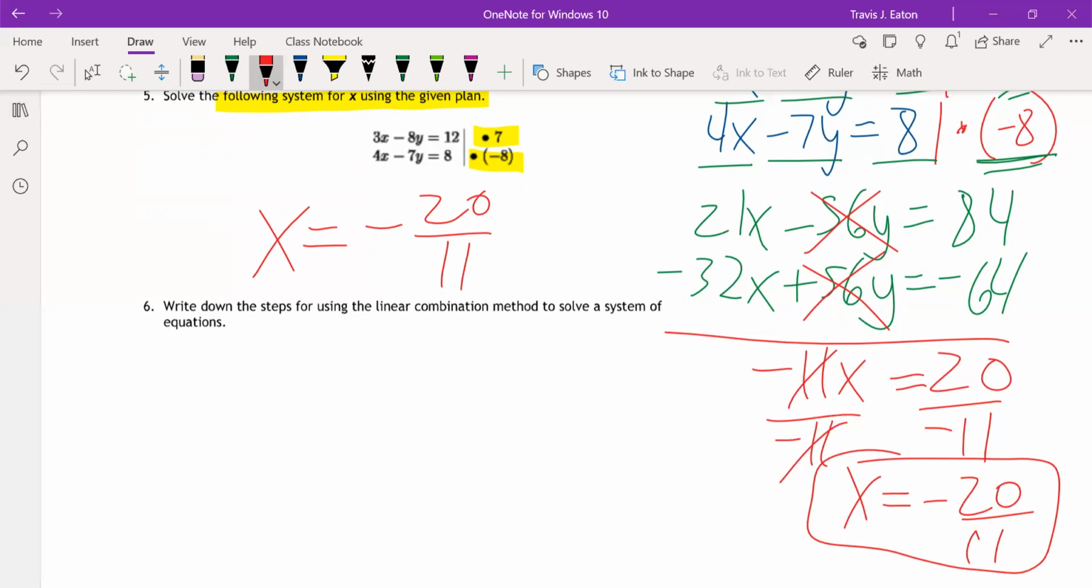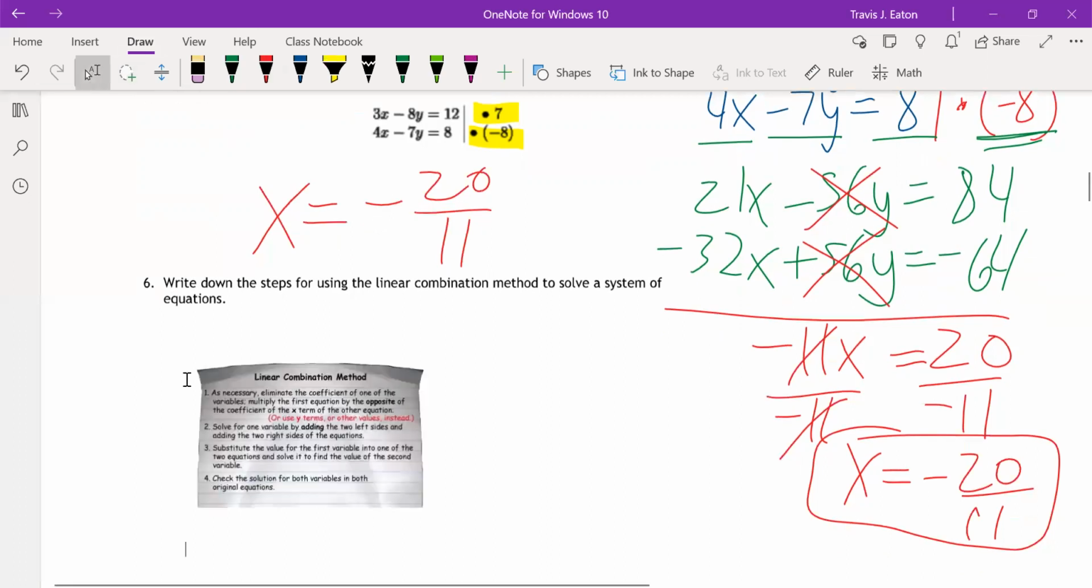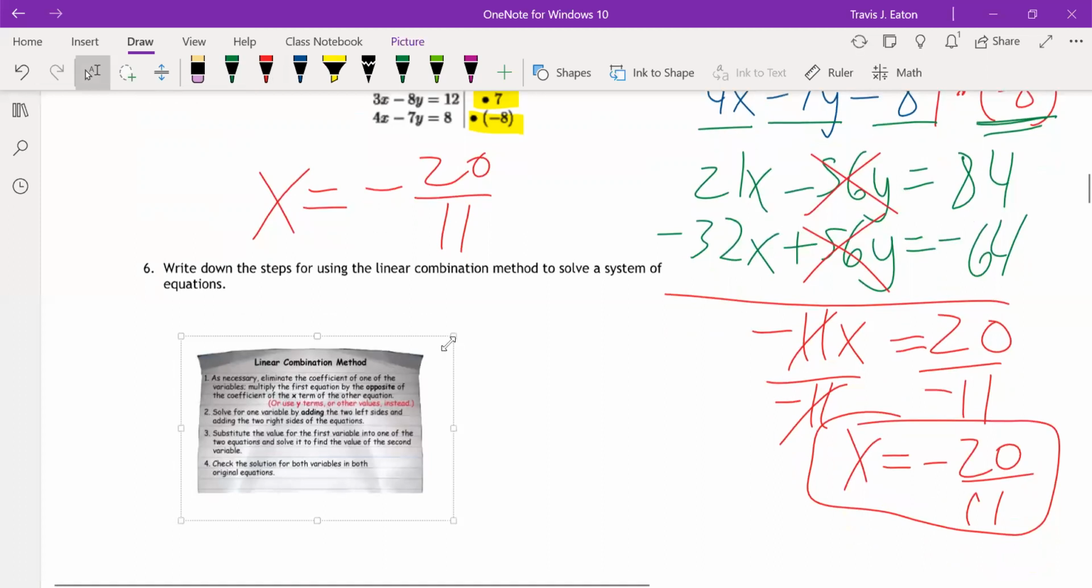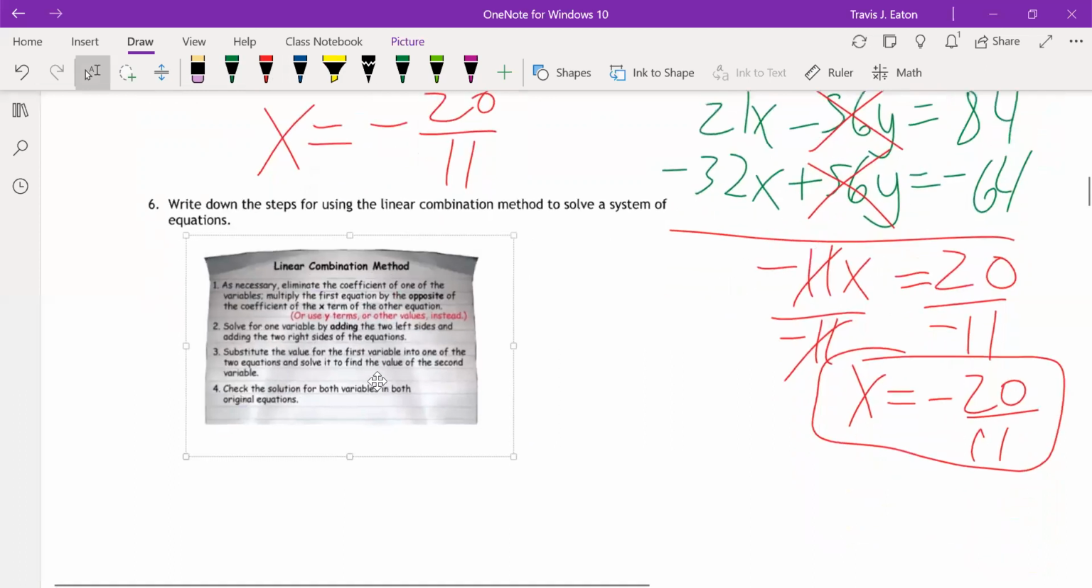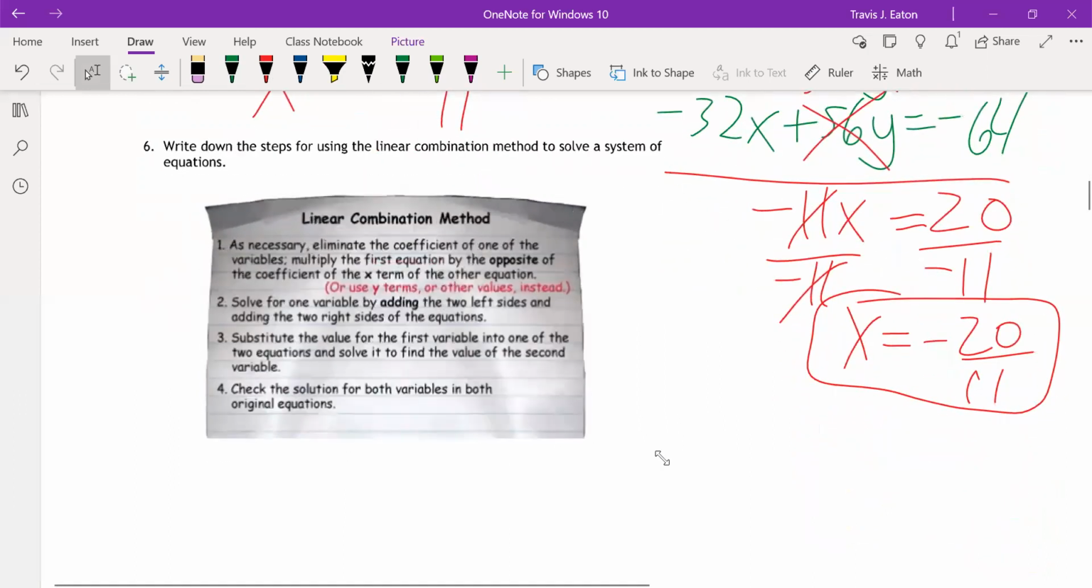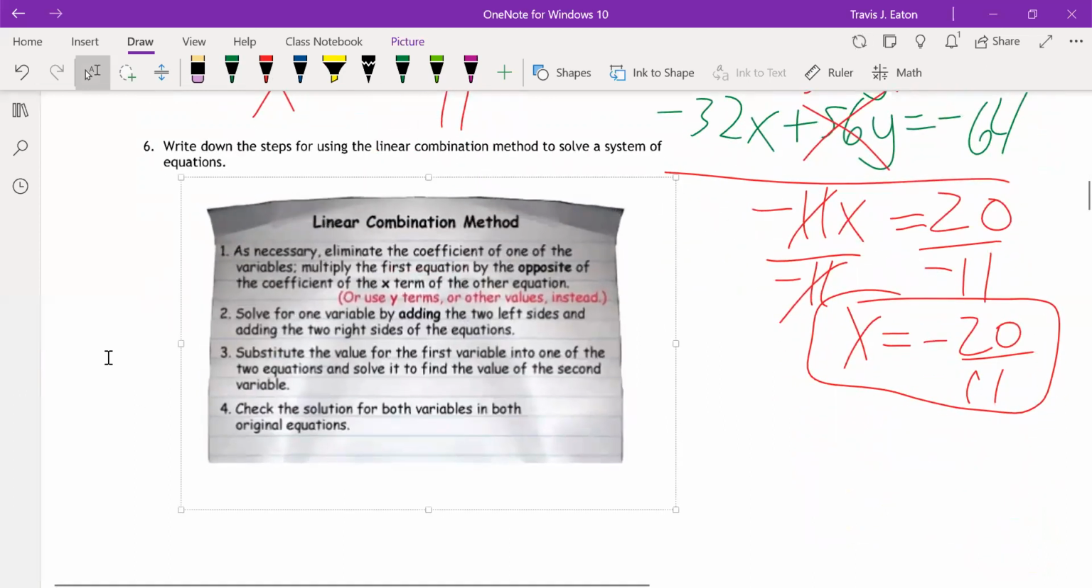So now this next one, number 6, says write down the steps for using the linear combination method. Well, okay, we could do that. But I think what I would rather do is, hold on a second. I think I can make this happen. If I still have it there. I do. There it is. So check this out. I'm just going to enlarge this, because these are the steps. And I'll give you some time to write these down.